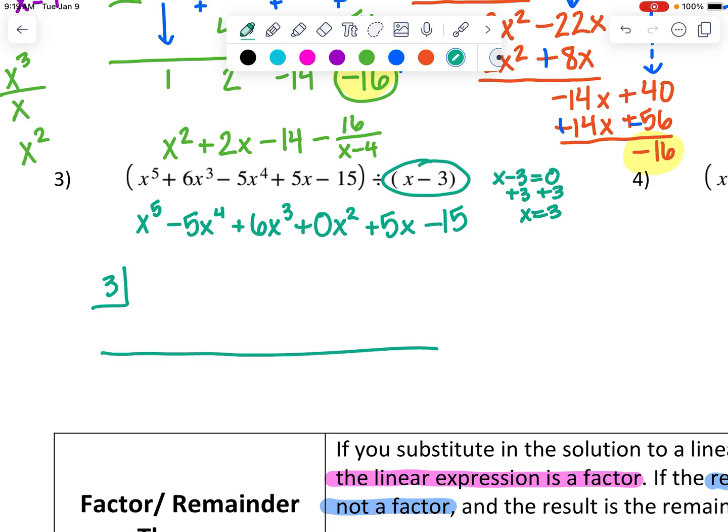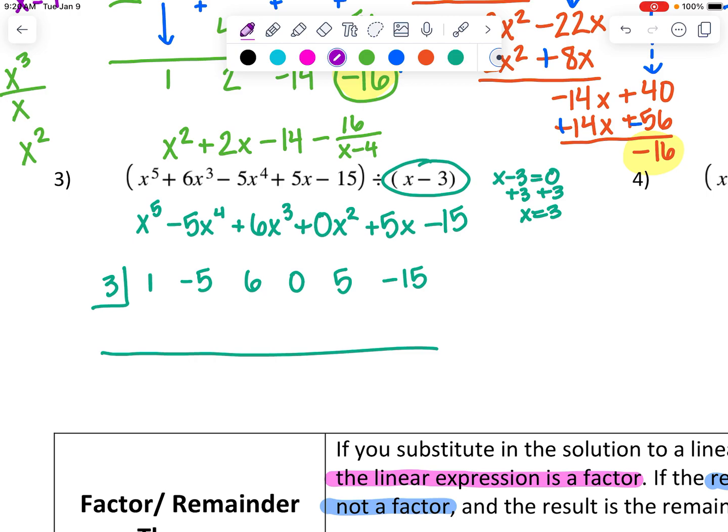Okay, so I'm taking the coefficients. I have 1 in front of x to the 5th. I have negative 5 in front of x to the 4th. 6 in front of x cubed. 0 in front of x squared. 5 in front of x. And negative 15 as the constant. You have to remember to put that 0 in place of your x squared term.